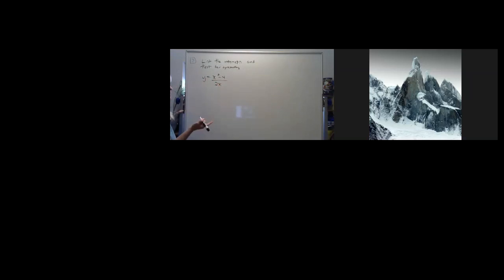Okay, let's find the intercepts first. So x-intercept, we're going to set the function equal to 0. So that would be x squared minus 4 all over 2x is now equal to 0. Ooh, we haven't solved anything like that. So let's come in and clear the fraction. So we're going to multiply everything by the common denominator, which is that 2x. On the left side, 2x times 0 is still 0. On the right side, the 2x is going to cancel completely, and we just have x squared minus 4. So we'll get x squared equals 4, and then we'll square root both sides. So I get plus or minus 2.